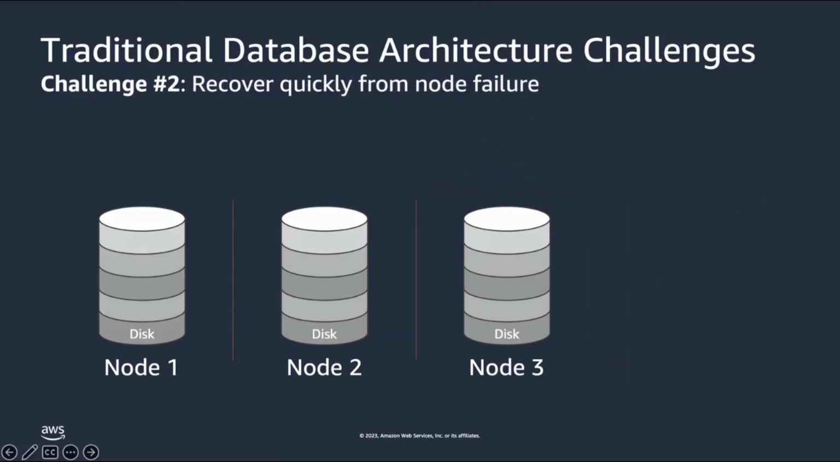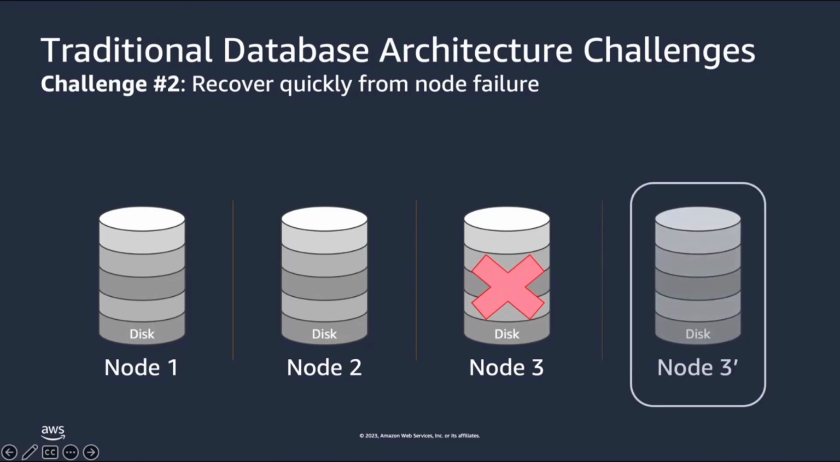The second common challenge is around recovering quickly from a node failure. In this scenario, you see that for some reason, node 3 has failed in our database cluster. And to recover, we need to add a new node to replace that failed node. But here you run into the same challenge that you have with adding read capacity. This replacement node needs a copy of that data. So again, data is replicated from one of the existing nodes to the new node, which further reduces the performance of your already impacted database cluster.